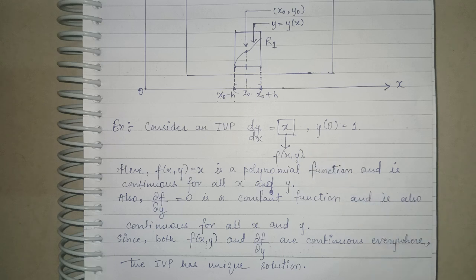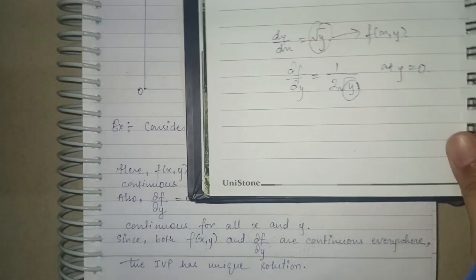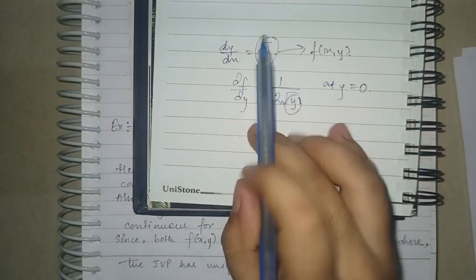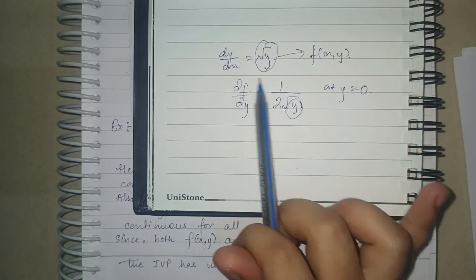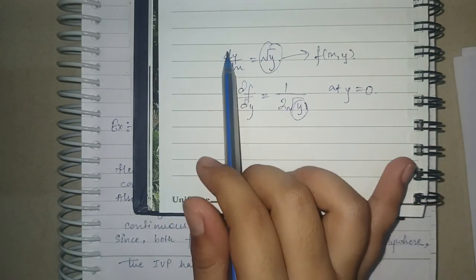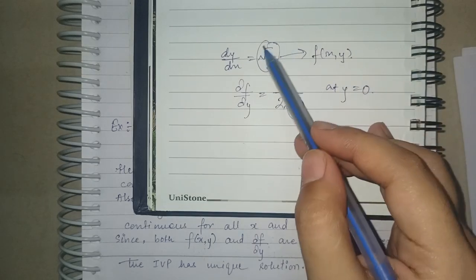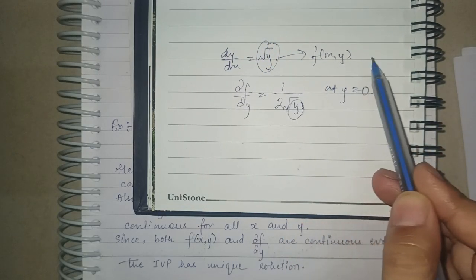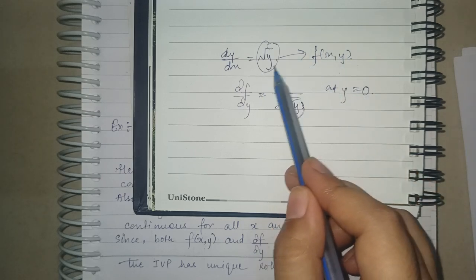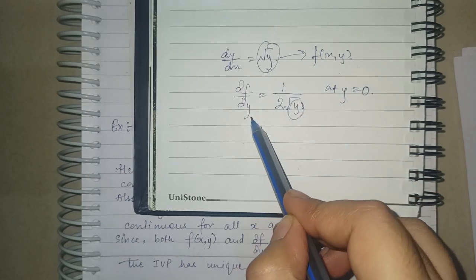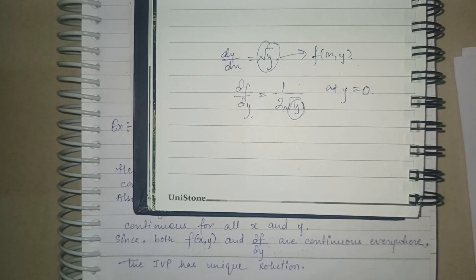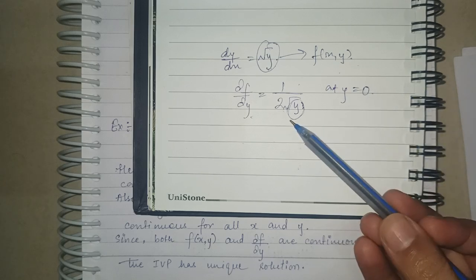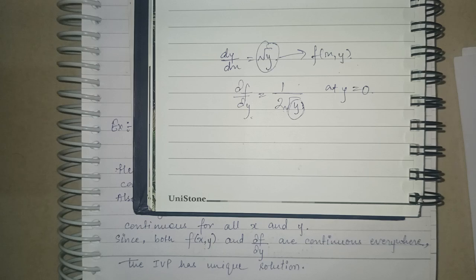Now, sometimes we come across functions that lack a continuous partial derivative. For example, if you are given an initial value problem of the type dy by dx equals root y, then this will be your f(x, y). If you try finding the partial derivative of this function with respect to y, you get 1 over 2 root y, which will not be continuous at y equal to 0. So what do we do in that case?